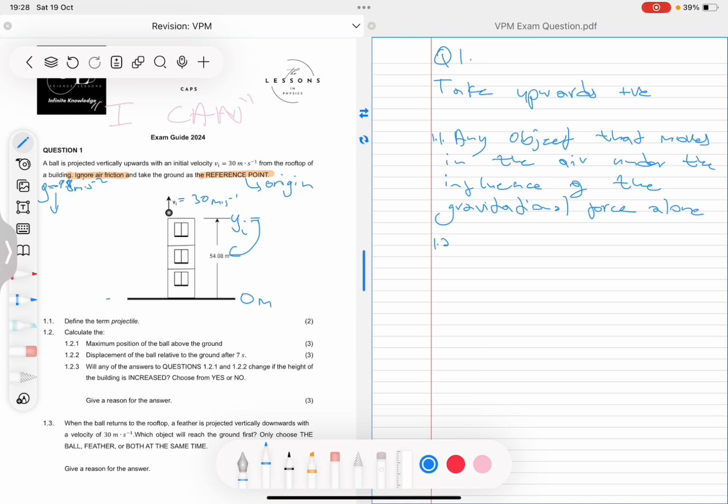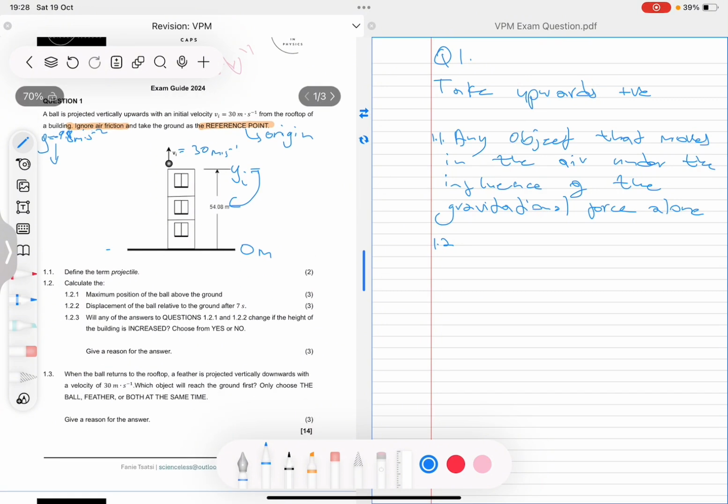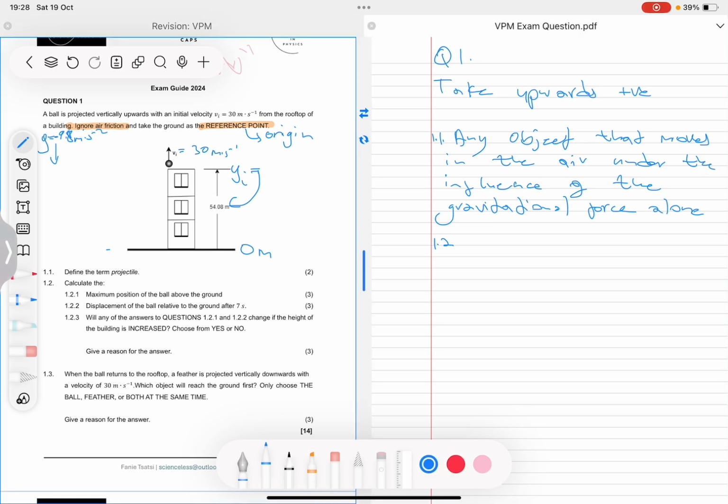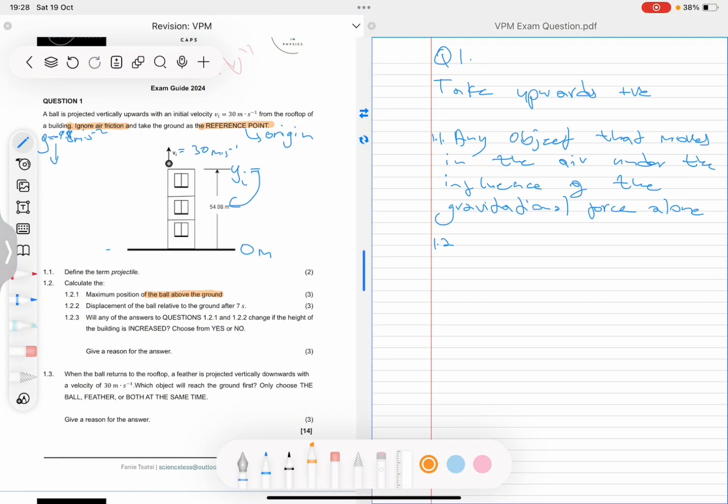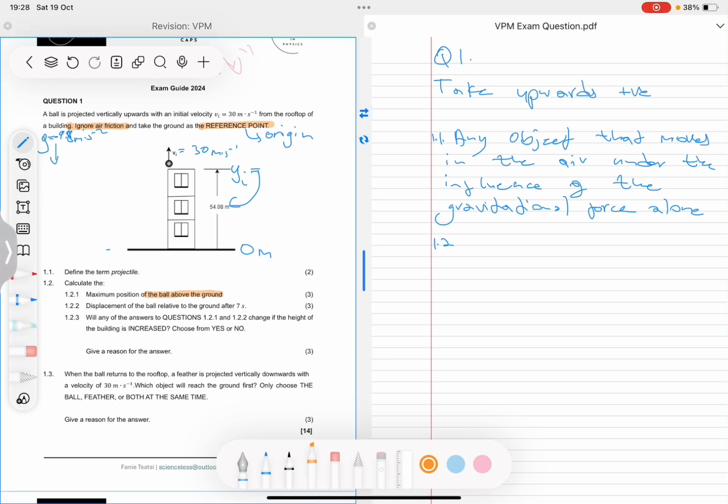Then we'll quickly run to question 1.2. It says here, calculate the maximum position of the ball above the ground. So this is very important, above the ground. We're calculating the maximum position above the ground. So what are we looking for here? Remember, when they say above the ground, it means we're measuring from here.